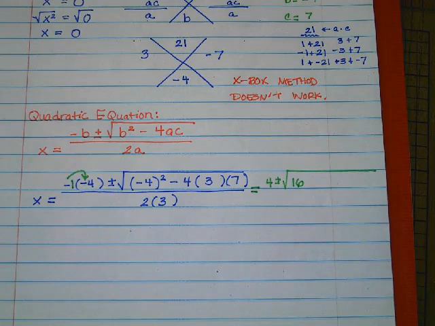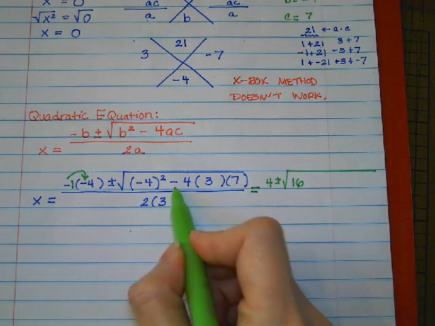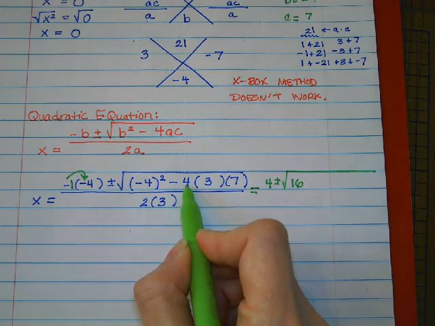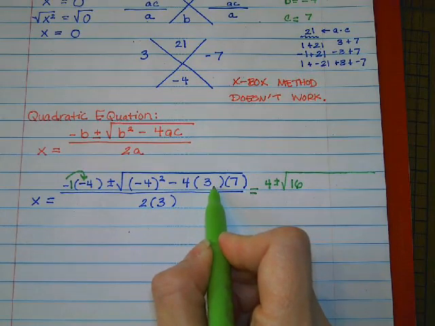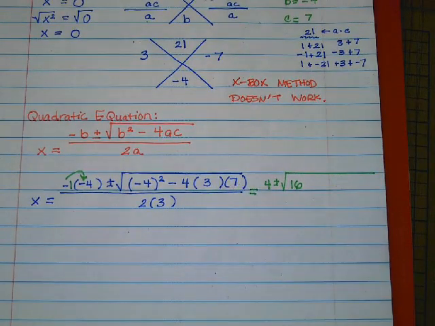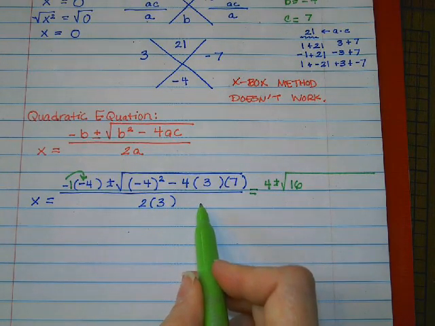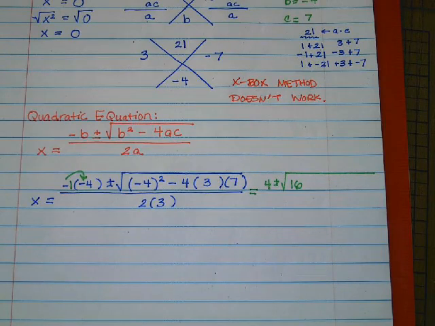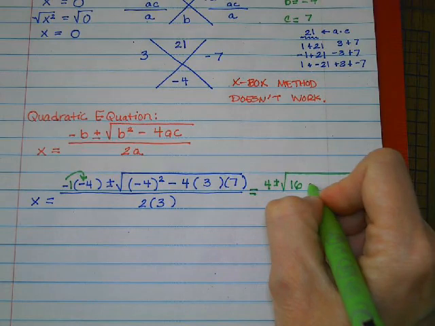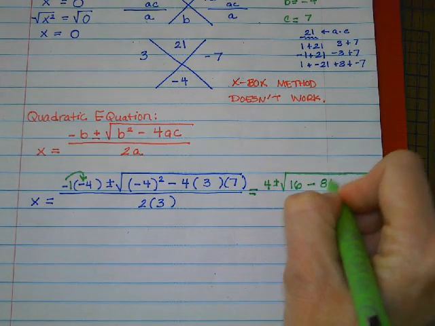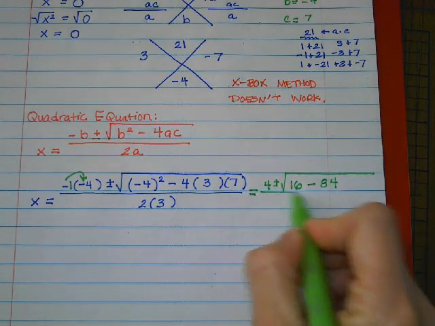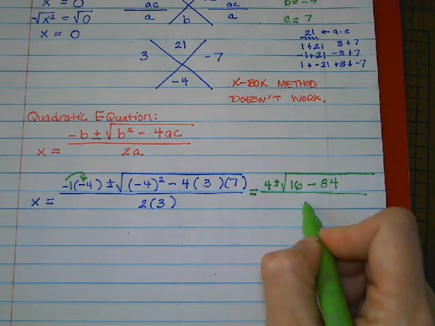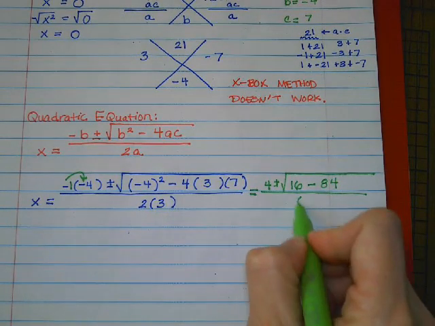So now we have to multiply these three values. Negative 4 times 3 times 7. So we're going to do negative 4 times 3, which is a negative, that's right, Jessica, 12. Then we're going to do that negative 12 times 7. That's right, Jessica. We get a negative, so we write minus 84. And we're going to put this all over 2 times 3, which is 6.